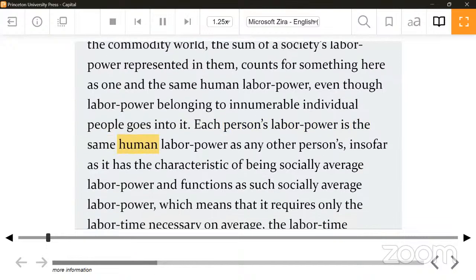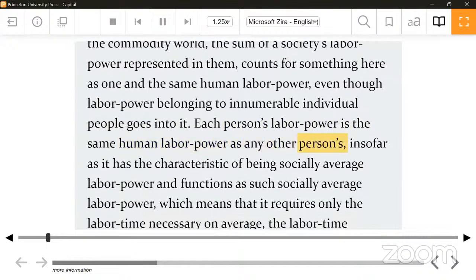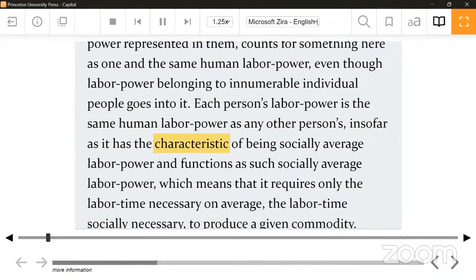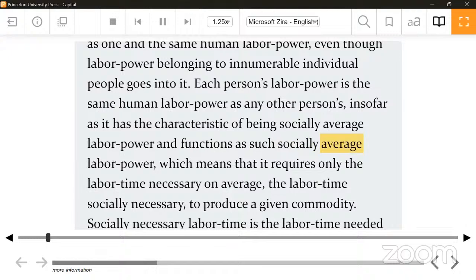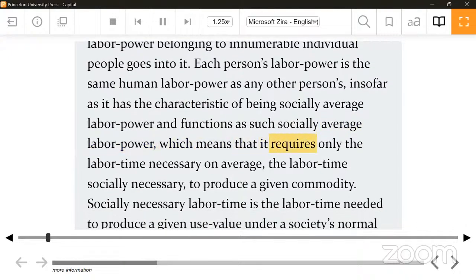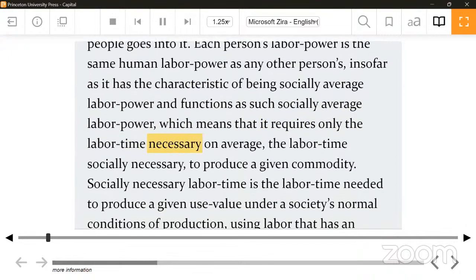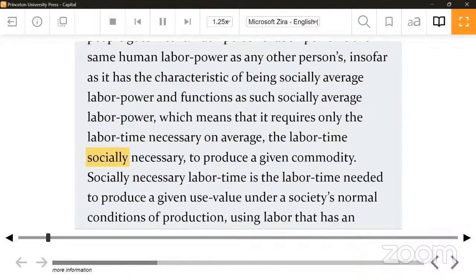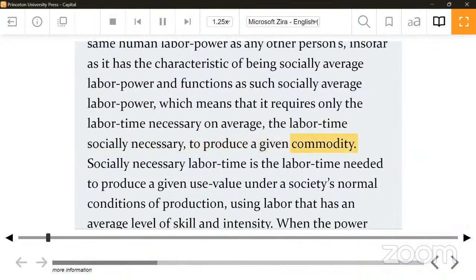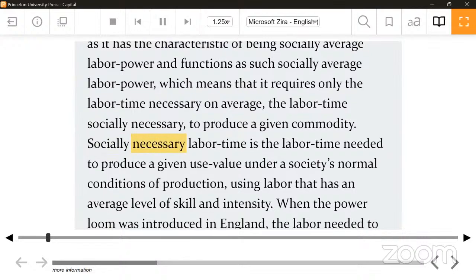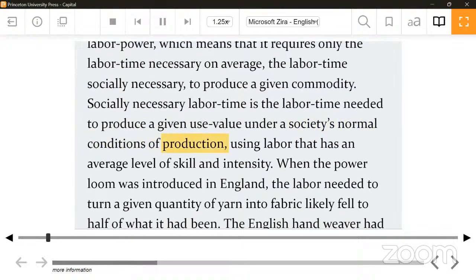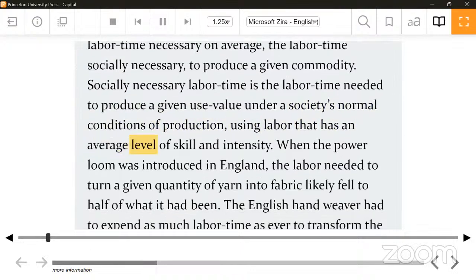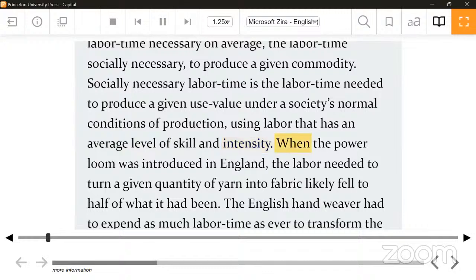Each person's labor power is the same human labor power as any other person's, insofar as it has the characteristic of being socially average labor power and functions as such socially average labor power, which means that it requires only the labor time necessary on average, the labor time socially necessary, to produce a given commodity. Socially necessary labor time is the labor time needed to produce a given use value under a society's normal conditions of production, using labor that has an average level of skill and intensity.